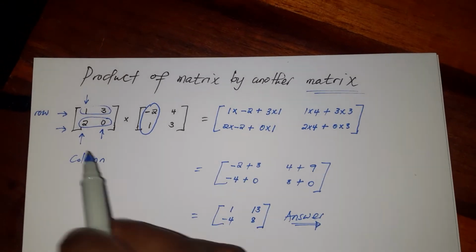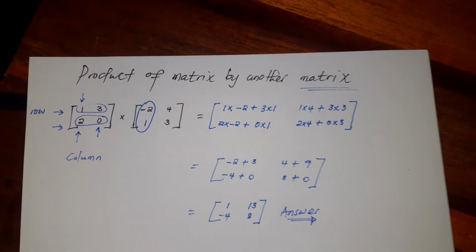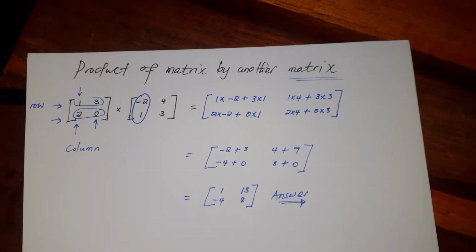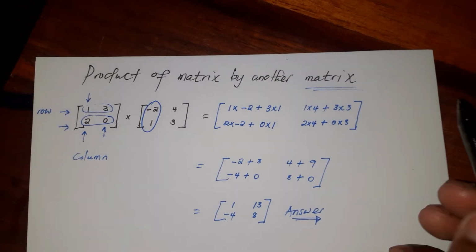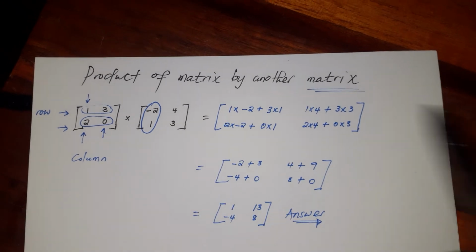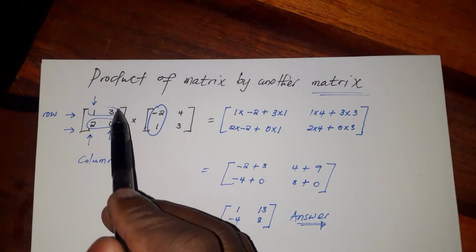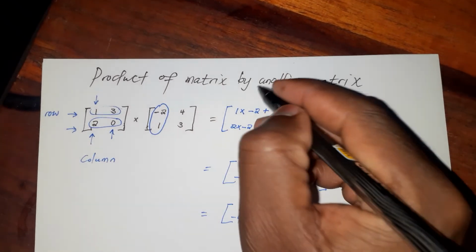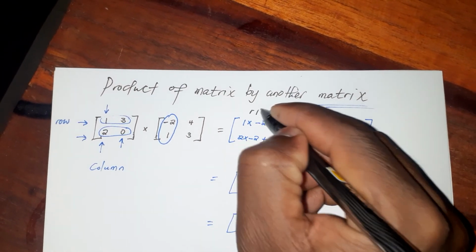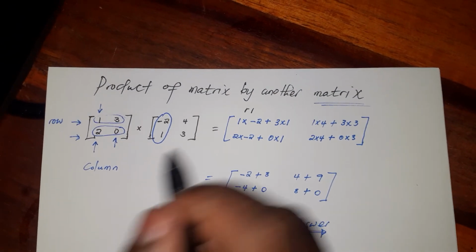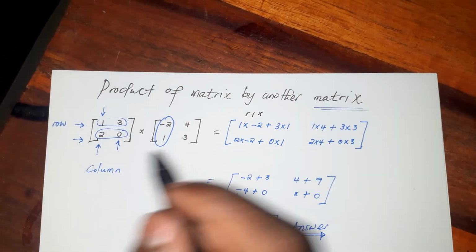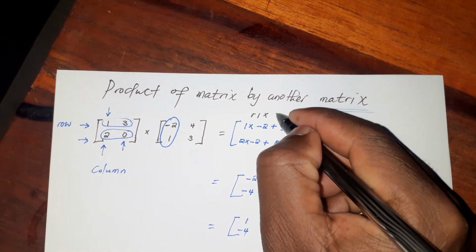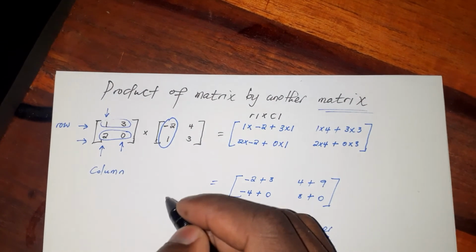Whenever you have two matrices, always remember that you multiply a row by a column. Maybe we can repeat the first step. First you take the first row. I'll write R1 standing for row 1. You multiply by column 1, C1, column 1.